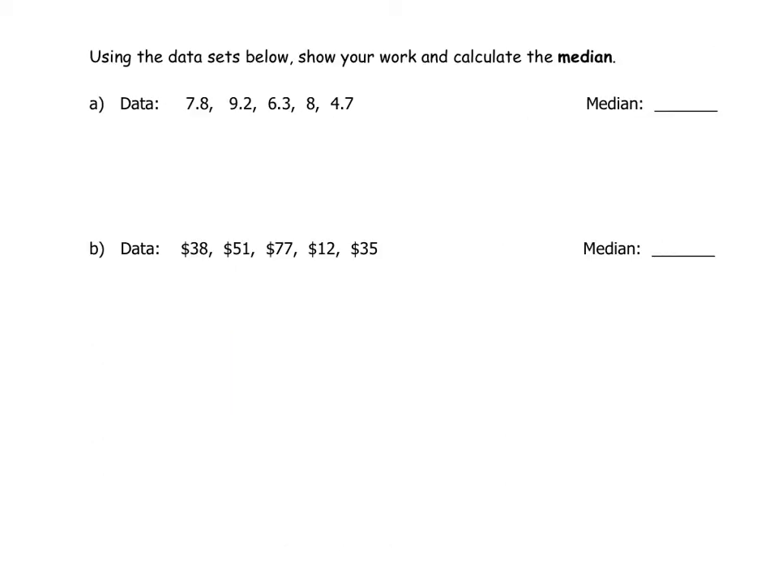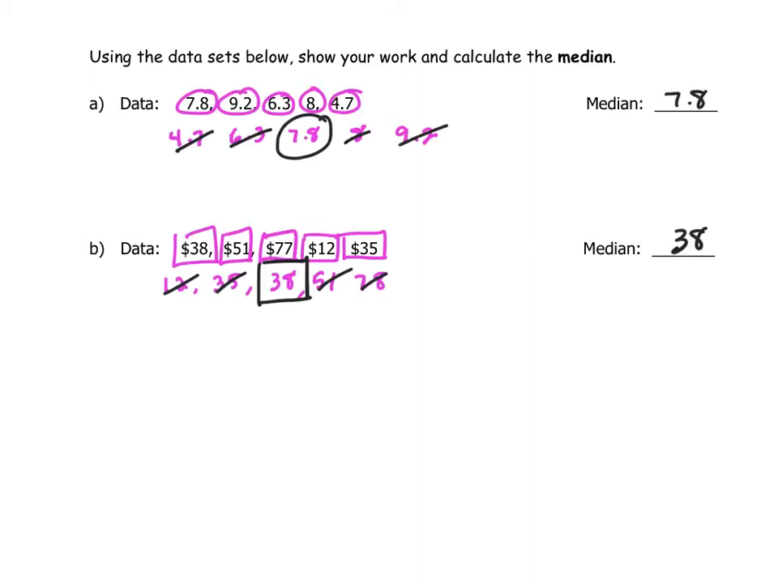So let's turn our attention to the next two sets of data. Would you please put these numbers in order first and then find the median? Data set A and B both have odd number of data items. So here are the medians for these sets of data. Let's move on now.